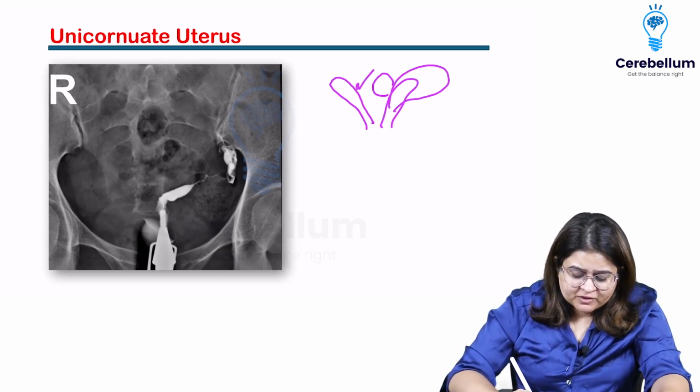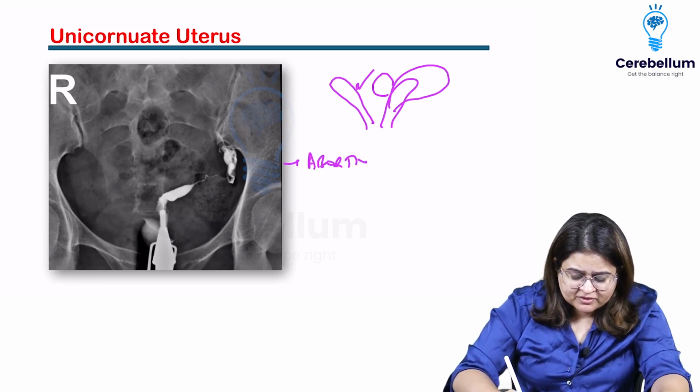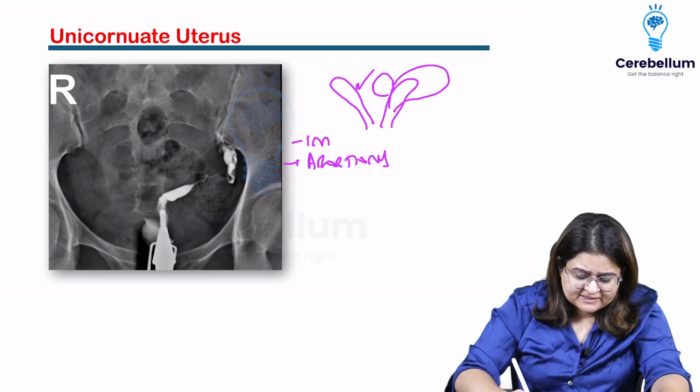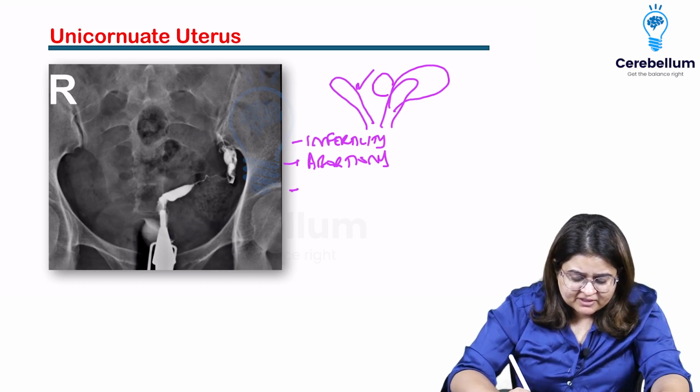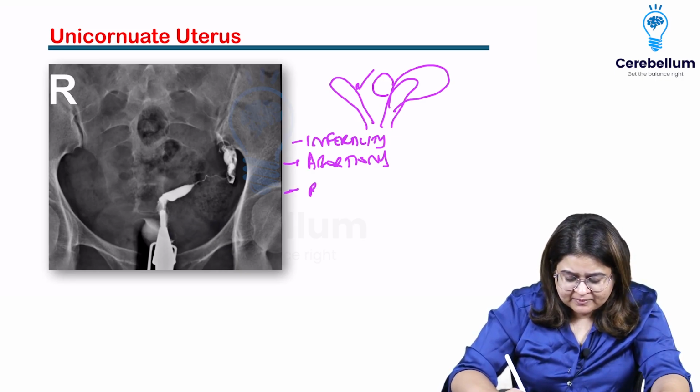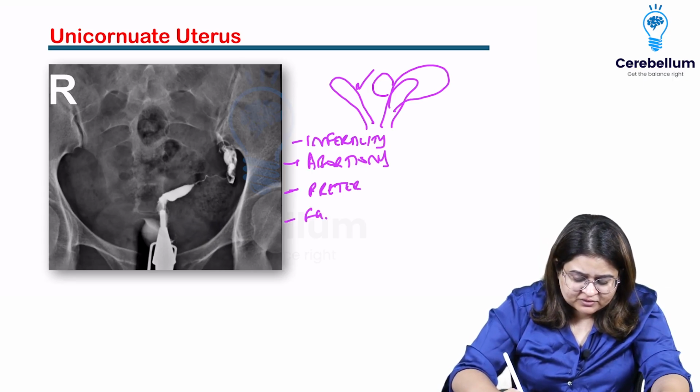Now, unicornuate uterus presents very commonly with either recurrent abortions. In fact, before this, it can present as infertility. It can present as abortions. It can present as preterm labor, as fetal growth restriction, and as malpresentations.